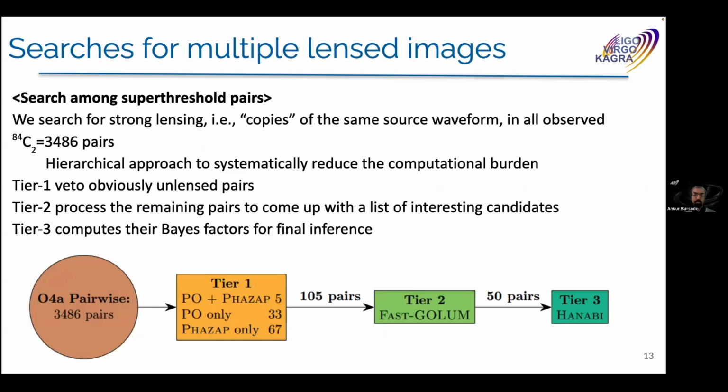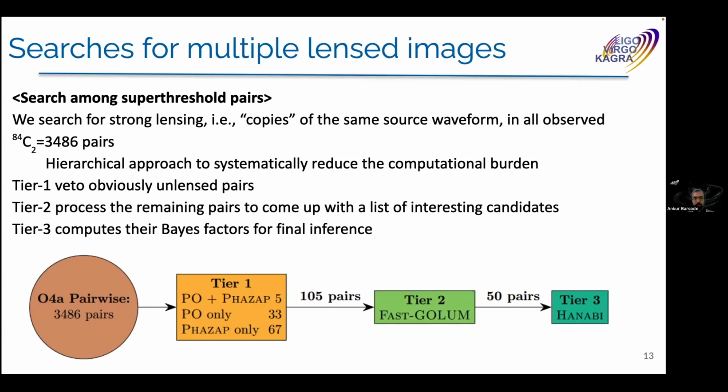Thanks, Justin. So now let's start looking at the searches for multiple lensed images. As Justin said, these are multiple copies of the same signal, possibly caused by a massive object like a galaxy or a galaxy cluster. So first we search among superthreshold pairs, that is, pairs of signals among those that have already been identified by the catalog team as most likely to be real signals. There were 84 such signals, which is about 3,500 pairs.